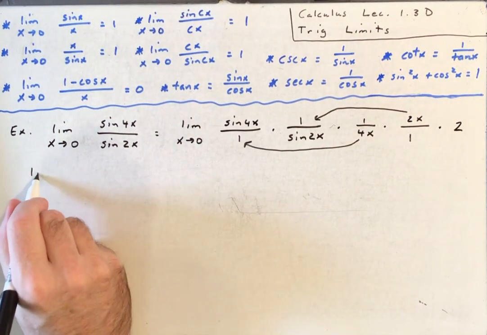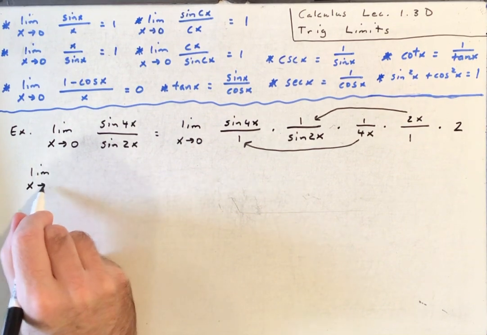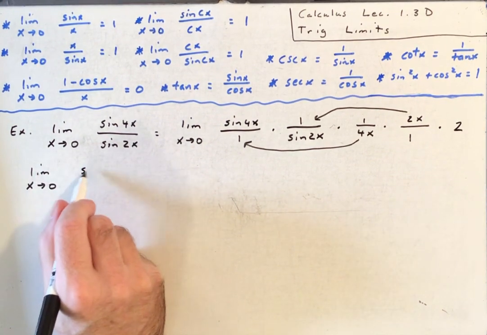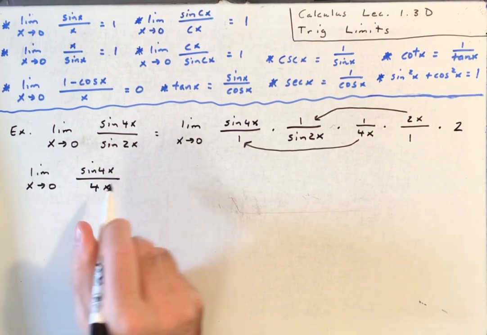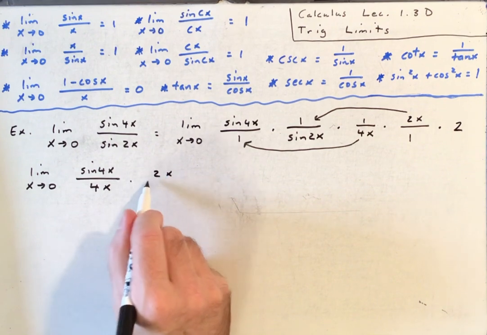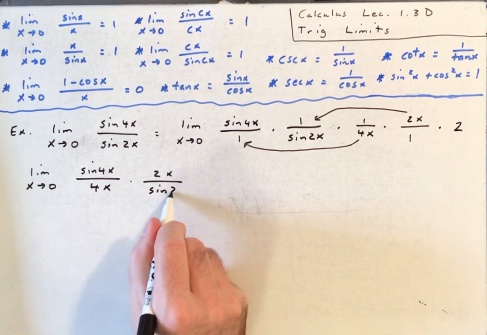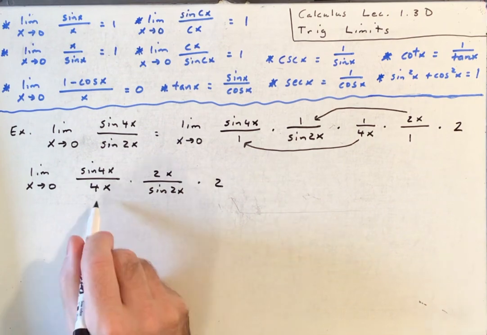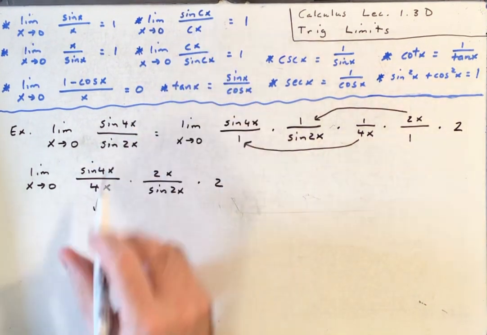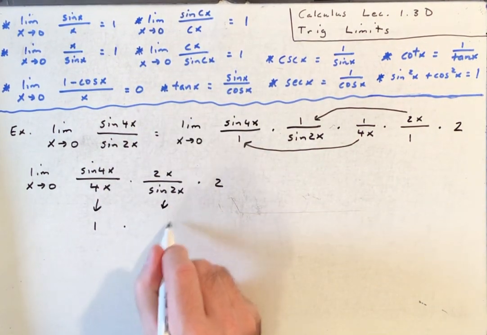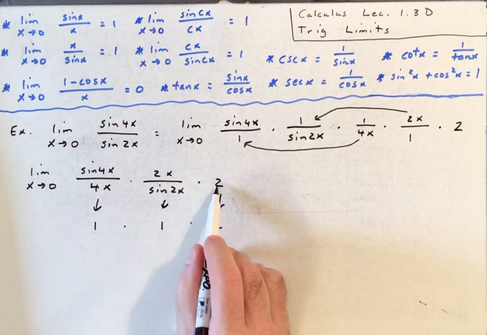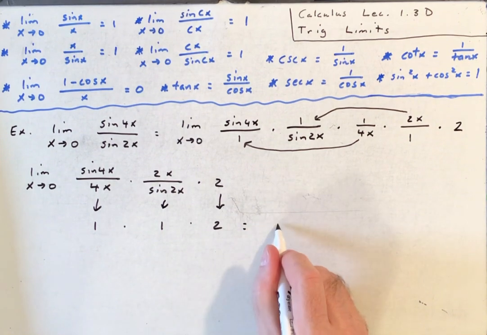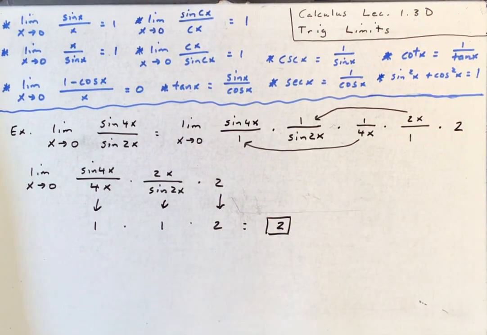Okay, so now let's rewrite it by putting it all back together. So I'd have sine 4x over 4x times 2x over sine 2x times 2. And then using the formulas, that's going to be 1. This is going to be 1. And this is 2. The limit as x approaches 0 of just a constant is the constant. So that's 1 times 1 times 2, which is 2. Pretty cool.